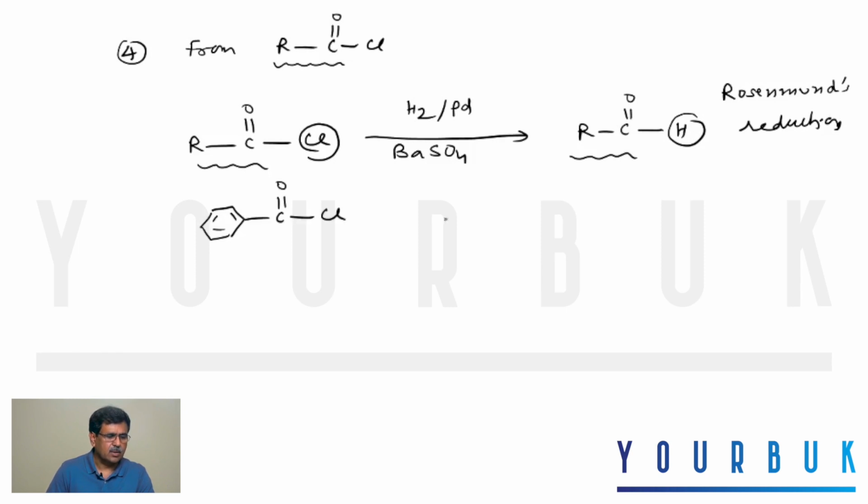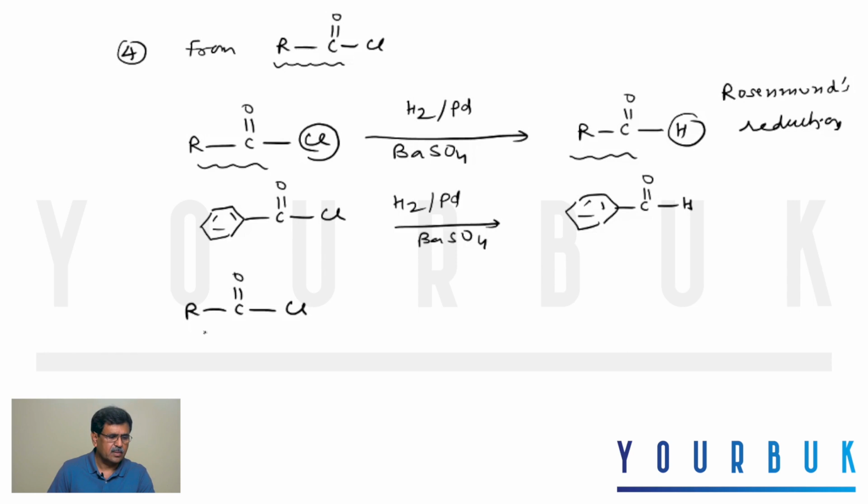this is a benzoyl chloride and we are using H2, palladium, BaSO4. So the chlorine has to be replaced by hydrogen and it gives a benzaldehyde. Now we can also prepare ketones starting with acid chloride. So in this case, now we have to replace this chlorine by some alkyl group. Maybe same, maybe a different.